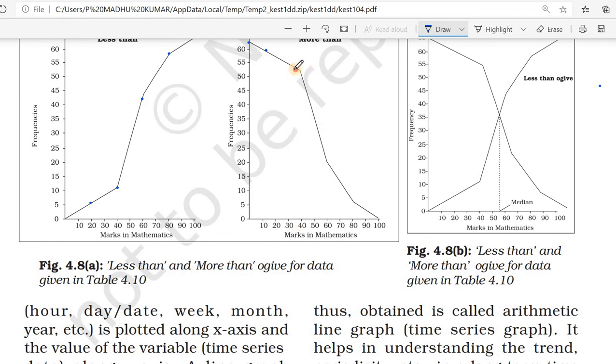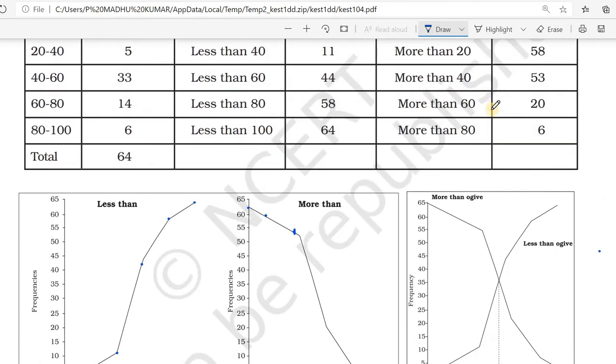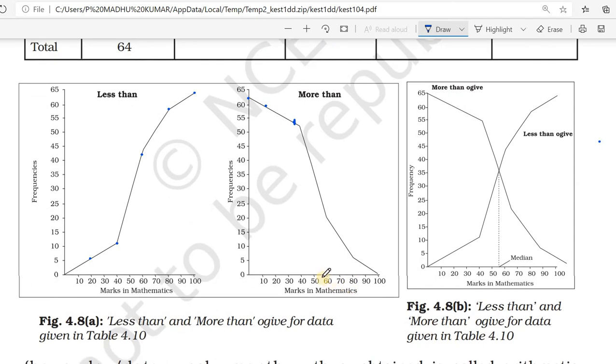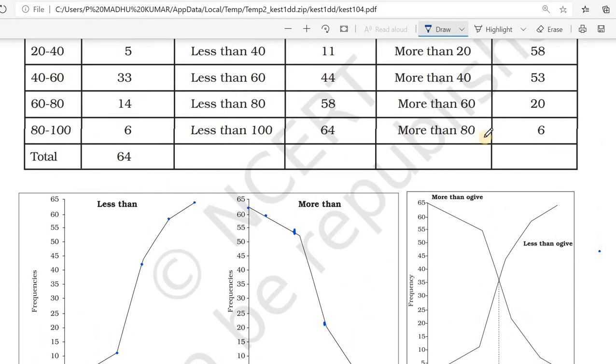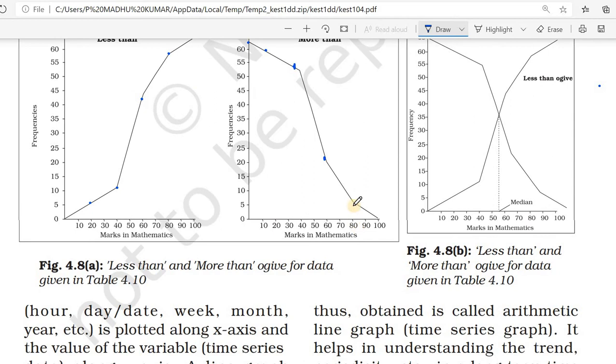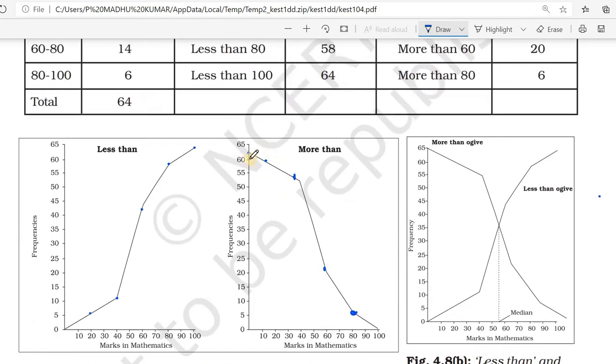We mark 40 and 53 here. Then next one is 60 and 20. It will be near to here. Then the next point, 80 and 6, will be here. Then these are the points.